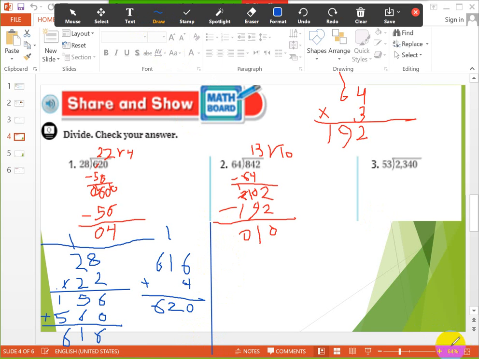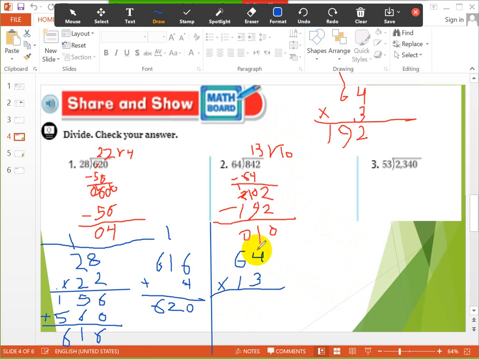The check step will be what? I have to multiply the 64, the divisor, with 13. Okay, then the answer I will add what, 10 for the answer. So let's try it quickly.